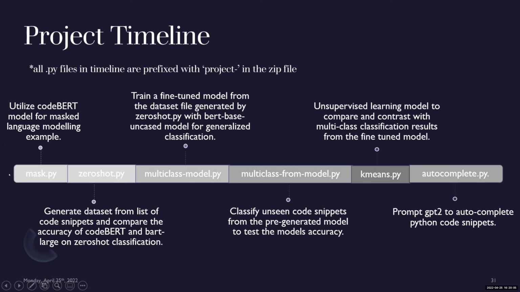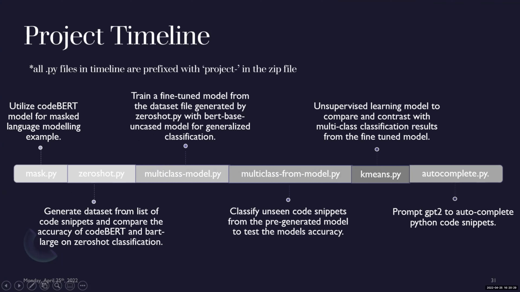This is basically how my whole project came together. I found CodeBert and I realized I could do masking with it. And so I grabbed some example code and I tried masking them. And then while I was doing that, I formulated how to make my data set for what I wanted to do later.